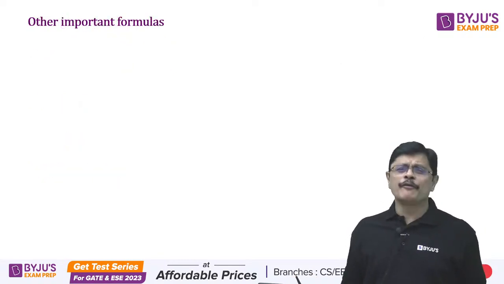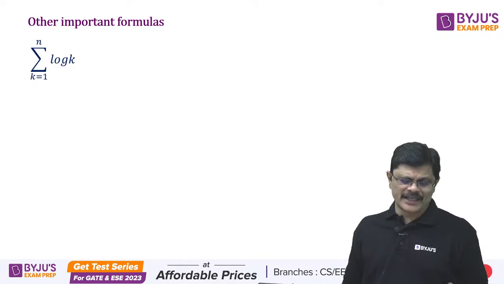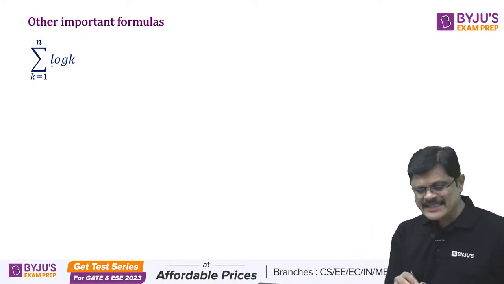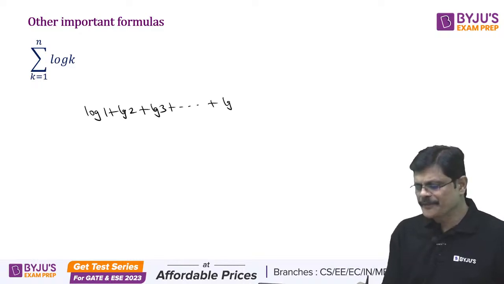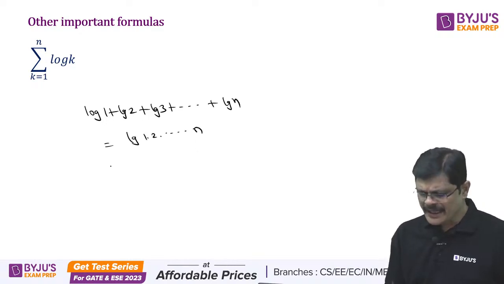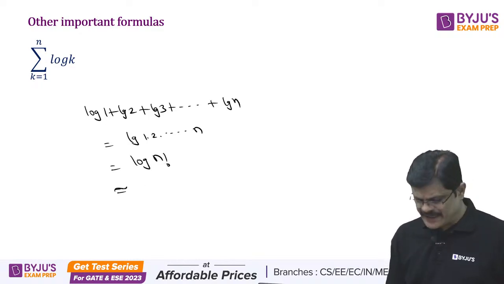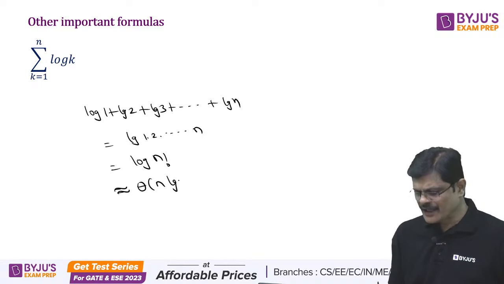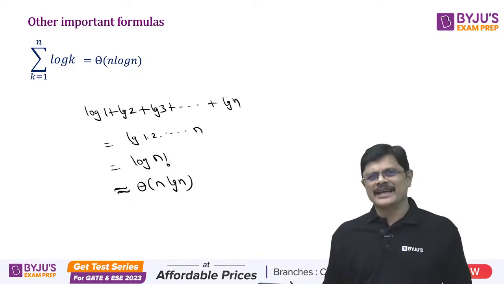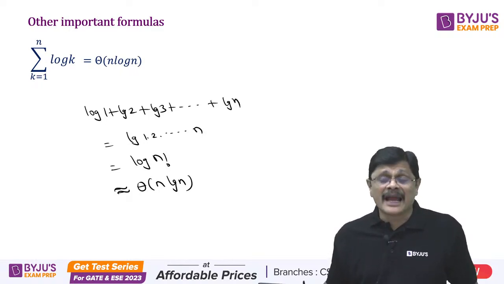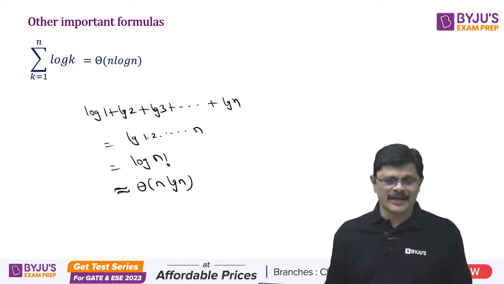Now I'll give you a wonderful result. Sigma k equals 1 to n of log k means log 1 plus log 2 plus log 3 and so on up to log n, which is nothing but log of 1 into 2 into 3 and so on up to n, which is log n factorial. And log n factorial is theta n log n. So sigma log k is theta n log n, not just log n.